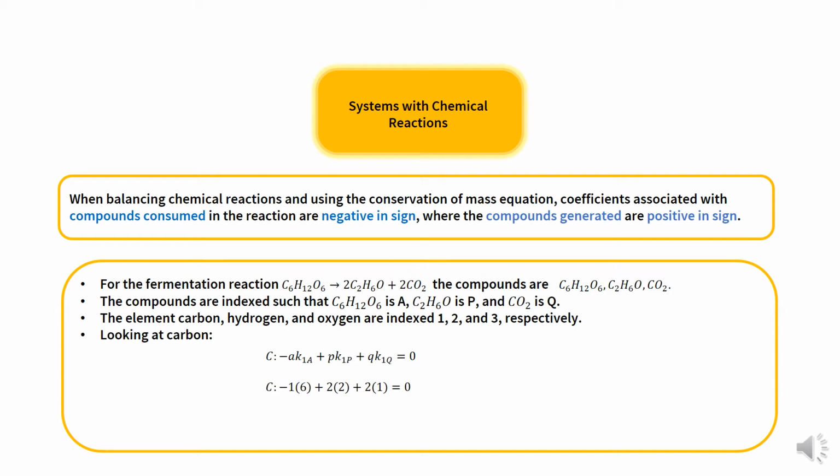For example, we can look at carbon. The element balance equation for carbon is minus a k_1A plus p k_1P plus q k_1Q is equal to 0. For A, the coefficient a is 1 and k_1A is 6, for P the coefficient is 2 and k_1P is 2, and for Q the coefficient is 2 and k_1Q is 1.